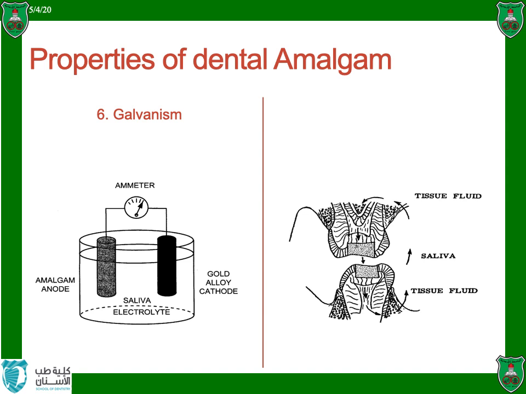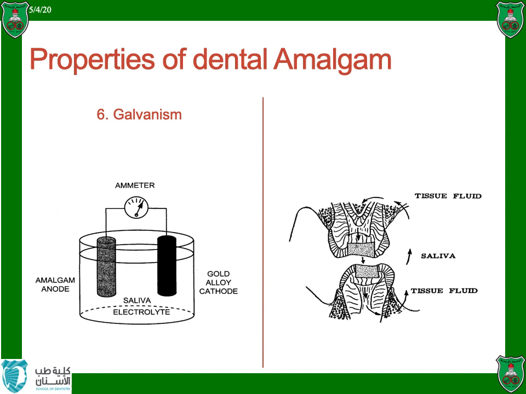Now galvanism is one of the electrical properties of the amalgam restoration. It happens when you place the amalgam close to or in contact with another material or another metal that is different than amalgam. For example, if you place high copper amalgam adjacent to low copper amalgam, or you place high copper amalgam close to a gold restoration.